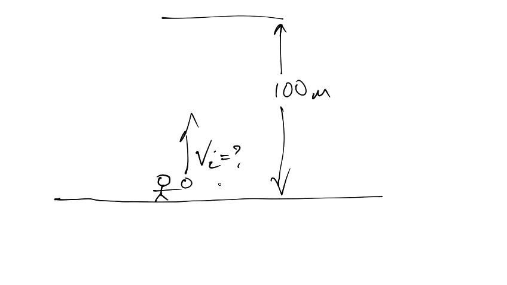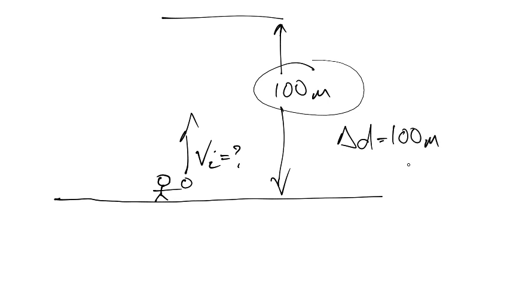So, in order to do this, let's figure out what we're given. Obviously, we're given the 100 meters, and that, we're going to say, is delta D, 100 meters. But we have some other things which are implied, and it's important to recognize those. First of all, we know that our acceleration is negative 9.8 meters per second squared, and that's the acceleration due to gravity.